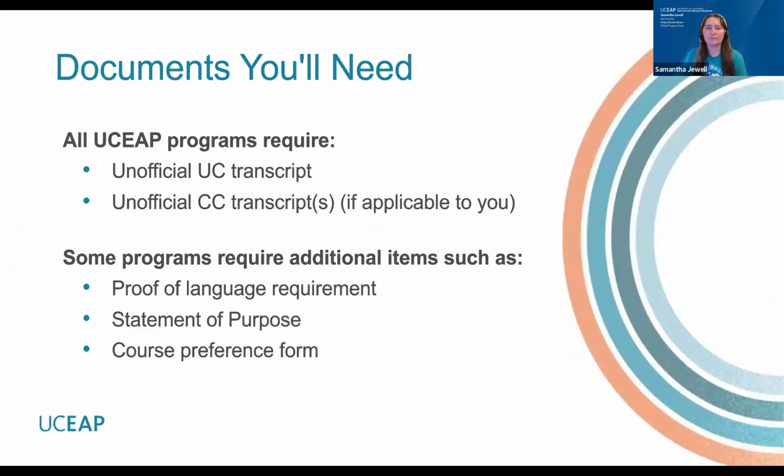Some of the documents that you'll need for your application. All UCEAP programs require students to upload an unofficial UC transcript in their application. If you're a transfer student or have any community college transcripts, you will also need to upload those as well. Some programs have additional application materials that are required, such as proof of meeting the language requirement, a statement of purpose, or a course preference form. Each program has its own application instructions that you can access through the UCEAP portal. So if you make an account now in the UCEAP portal, you should be able to look up the program you're interested in and see the application requirements.